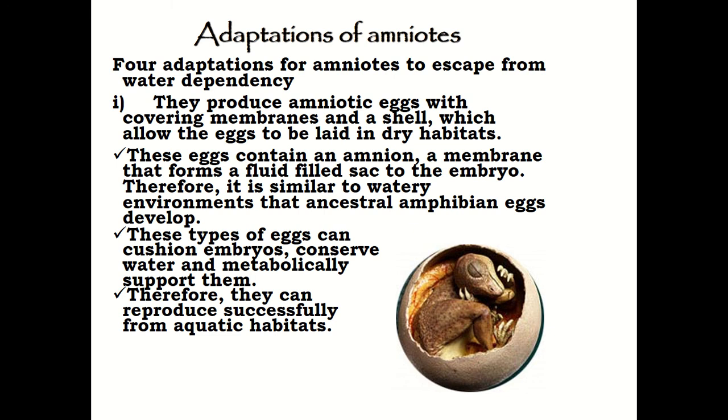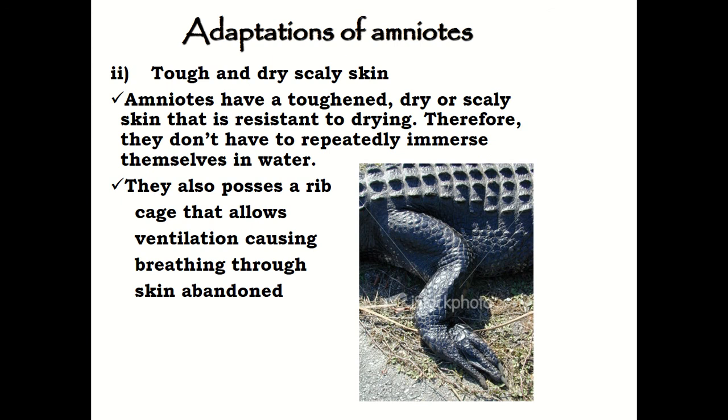The next adaptation of amniotes is that they have tough and dry scaly skin. So amniotes have a toughened, dry and scaly skin that is resistant to drying. Therefore, they don't have to repeatedly immerse themselves in the water to get moist. They also possess a rib cage like humans that will allow ventilation, so they do not need to breathe through the skin abundantly for the body.